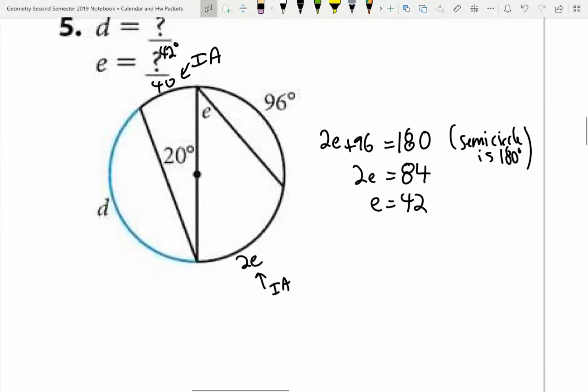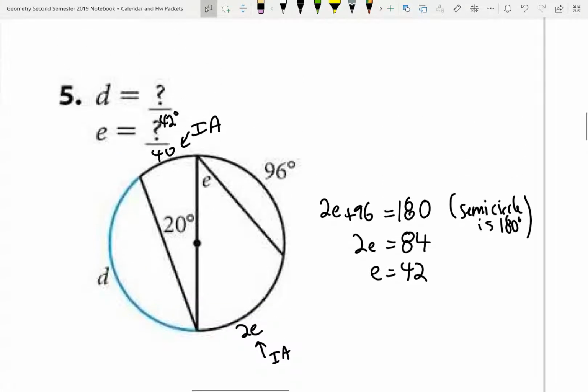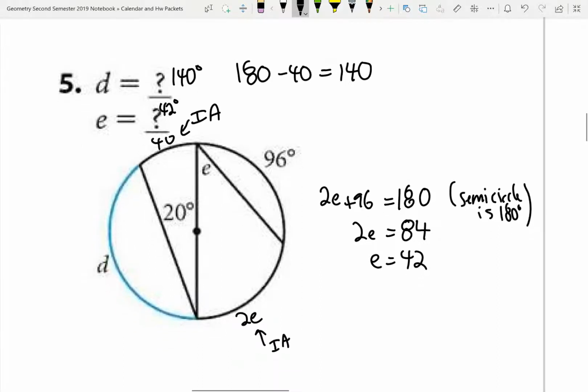And so now D is going to be 180 minus 40. Let's put the answer over here. That's going to be 140 degrees. And so that's 180 minus 40 equals 140. And we're good.